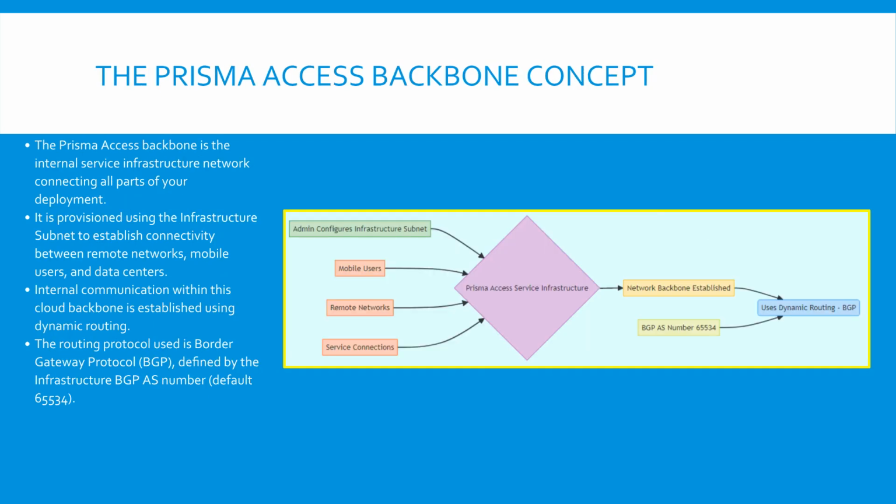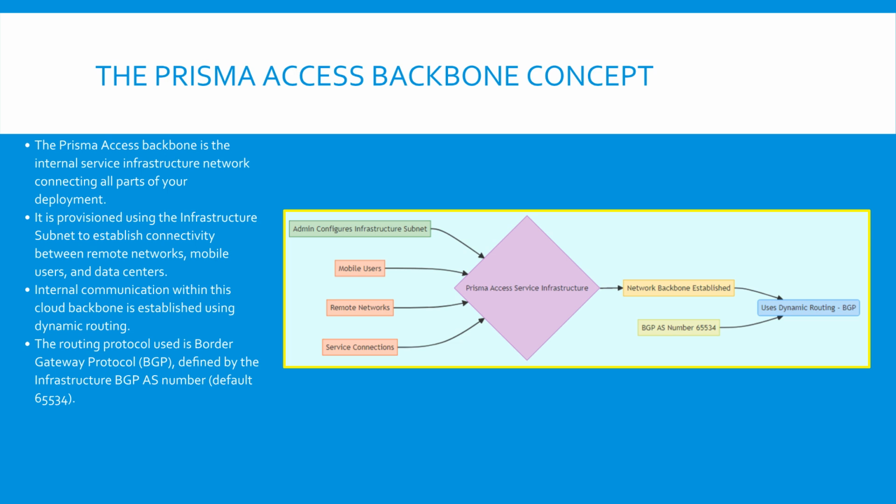The Prisma Access backbone is essentially the nervous system of your deployment. It is the internal network that securely links all your remote locations and mobile users. This vital infrastructure is brought to life by allocating an infrastructure subnet, which is a private IP address range. This subnet is used internally by Prisma Access to ensure communication flows correctly between all connected elements, including branch sites and data centers connected by service connections.